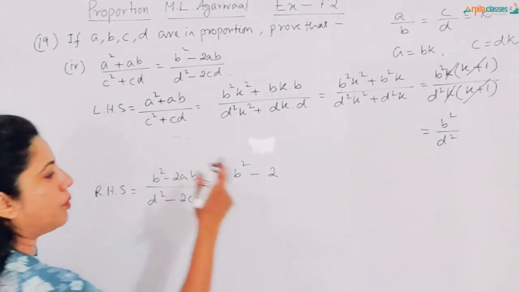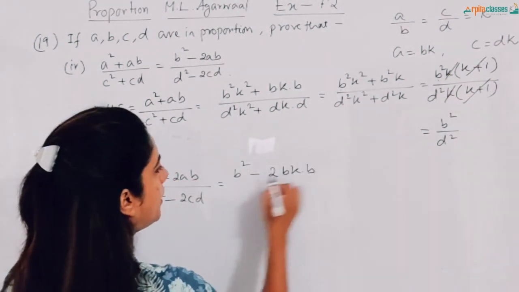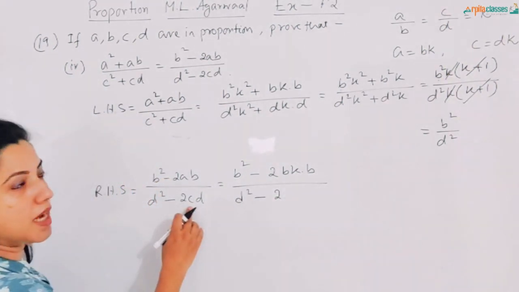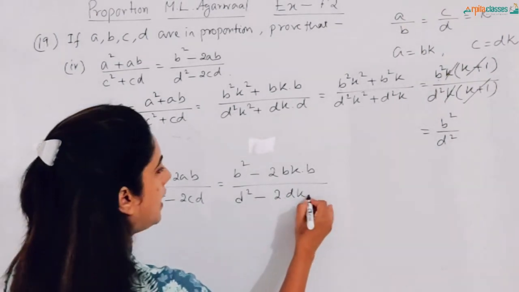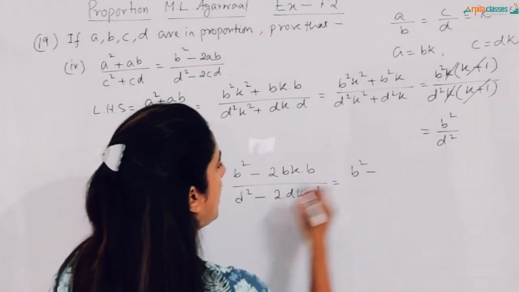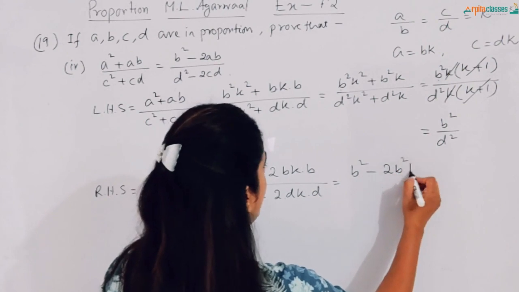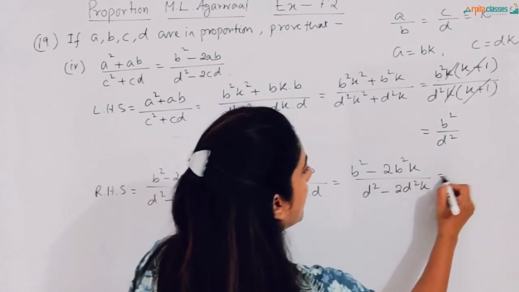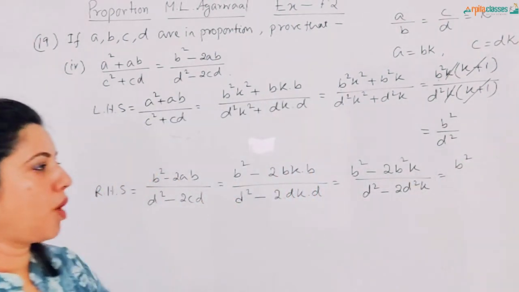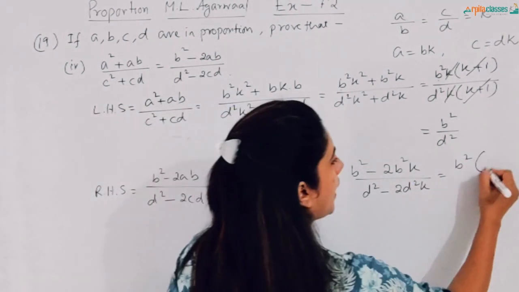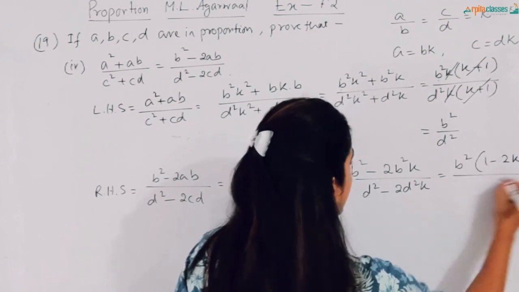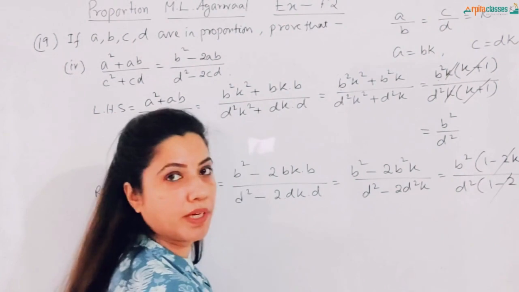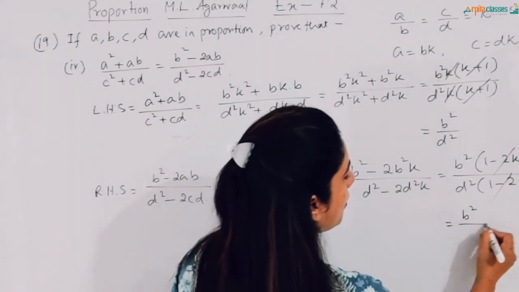In place of a, I am going to put bk, so it's bk into b divided by d square minus 2. In place of c, I am going to put dk, so it's dk into d. So it is b square minus 2b square k divided by d square minus 2d square k. Now from the numerator I can take b square common, so it will be 1 minus 2k, and down I can take d square common, it will be 1 minus 2k. So 1 minus 2k gets cancelled and I get b square upon d square.